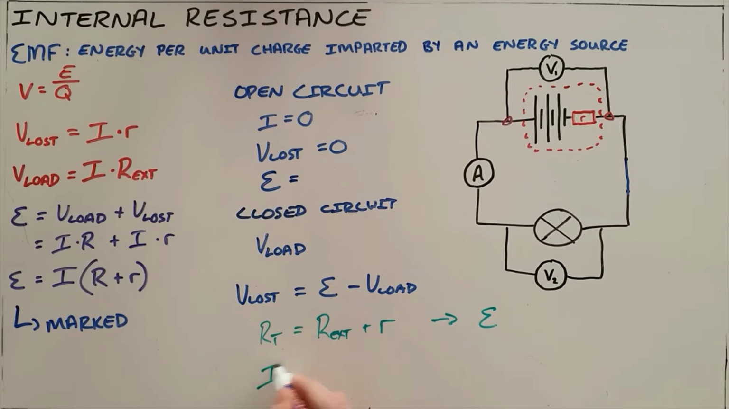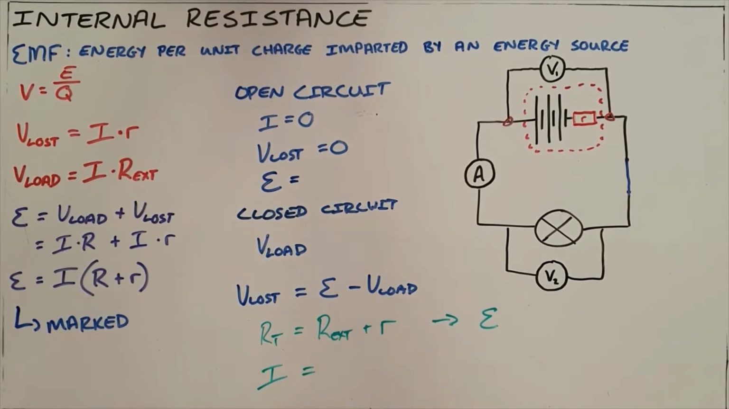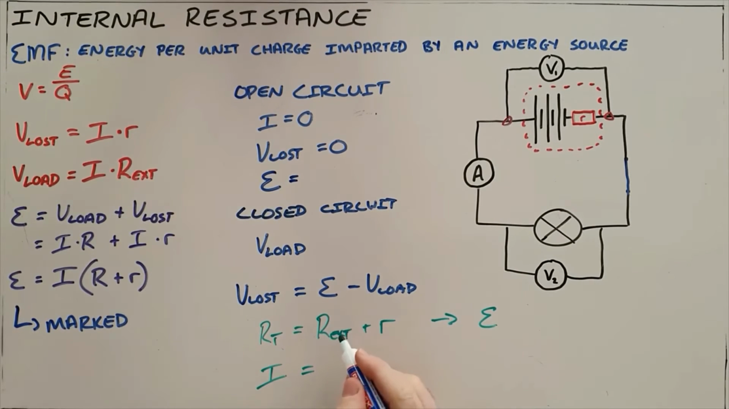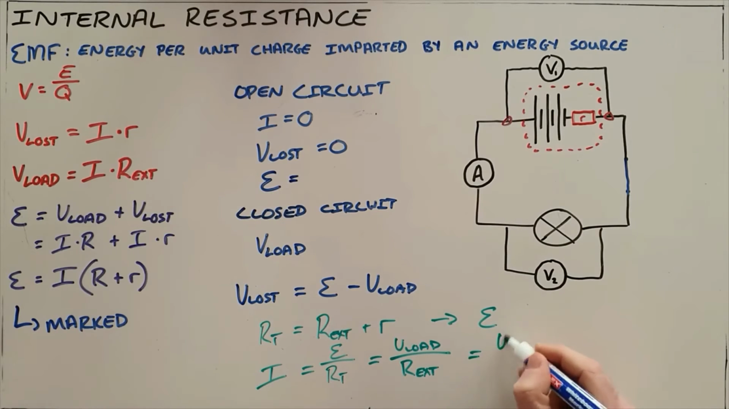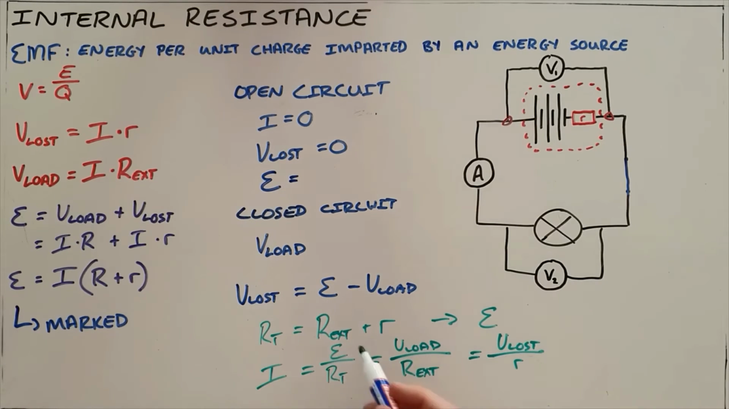So you would either say that your total current in a circuit is equal to the total amount of energy provided in the circuit over the total amount of resistance in the circuit, or you could say that the current is equal to the total amount of energy used in the external circuit divided by the total amount of resistance in the external circuit, or you could say it is the total amount of energy used in the internal circuit divided by the resistance in the internal circuit. All of these now apply, but do not make the mistake of using the EMF of the battery with only the external resistance, or vice versa.